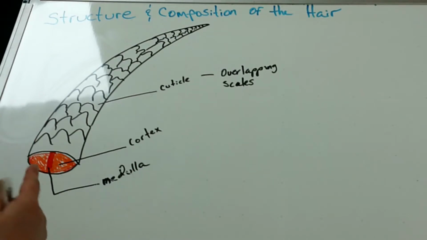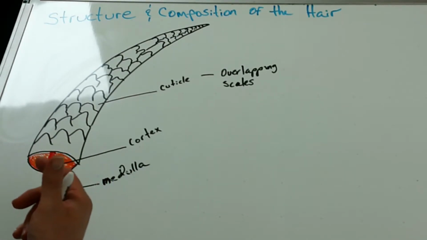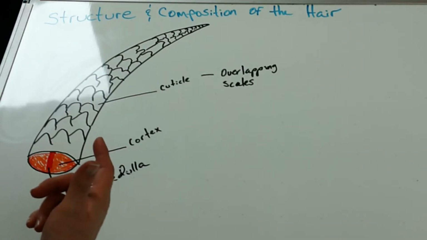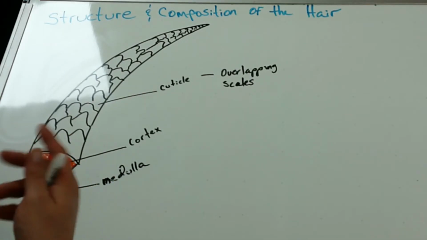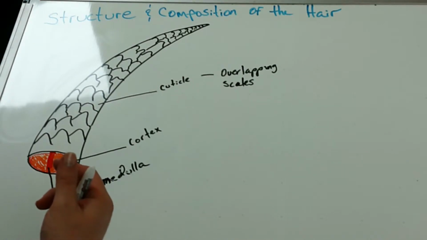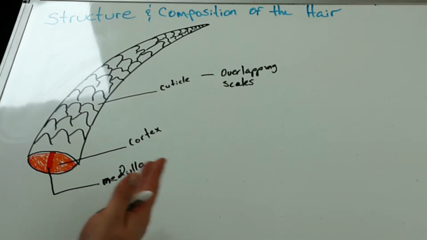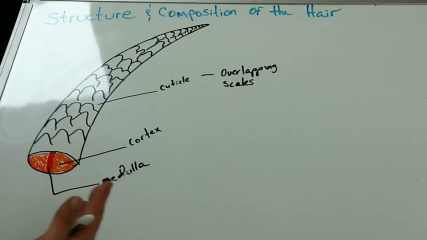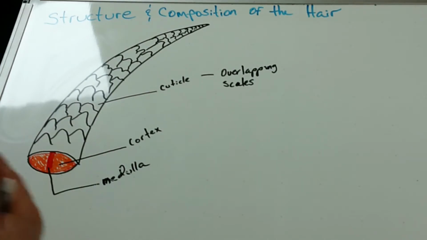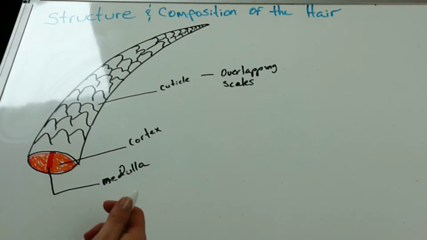It's in the middle of the hair shaft. This innermost layer is composed of round cells. There are some hair types that don't have a medulla, such as natural blonde hair. For our purposes as hairstylists, we are not overly concerned about the medulla, as salon services really don't involve anything to do with the medulla.